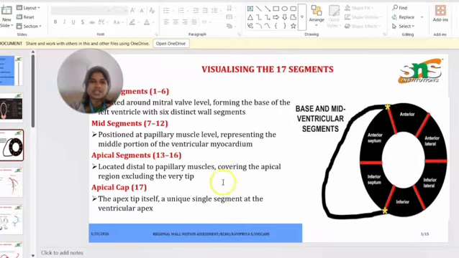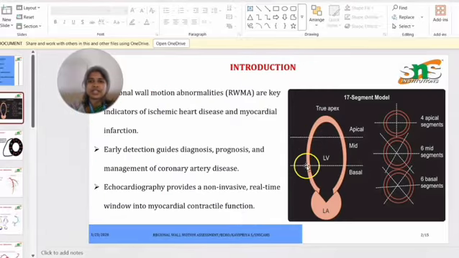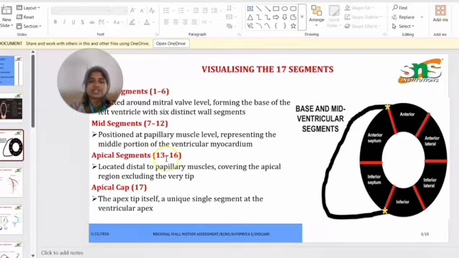The basal level consists of 6 segments, and the mid segments, 7 to 12, are positioned at the papillary muscle level, representing the middle portion of the ventricular myocardium, the LV mid level. There are also 6 segments there, and another one is the apical segments. Segments 13 to 16 are located distal to the papillary muscles, and the apical level covers segments 13 to 16 including the very tip, and the apical cap also. See, the apical tip is itself a unique single segment at the ventricular apex.